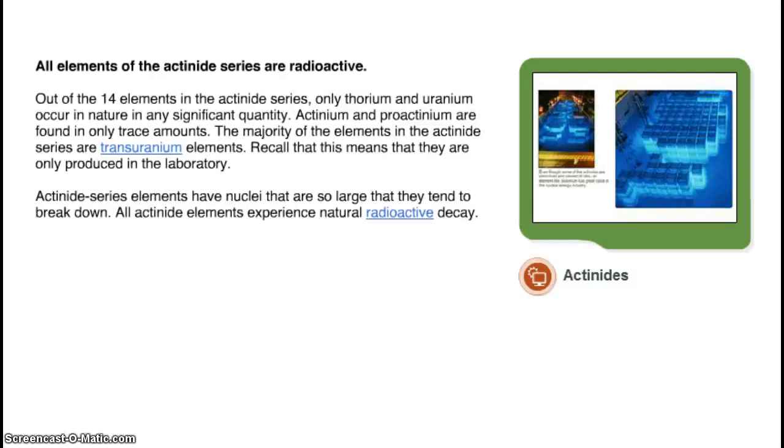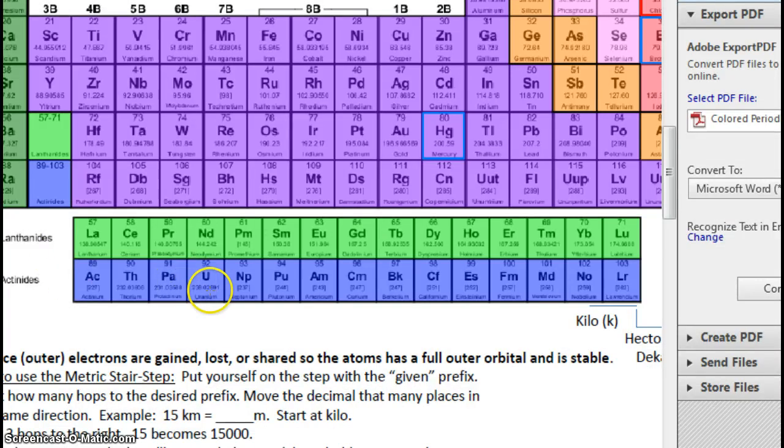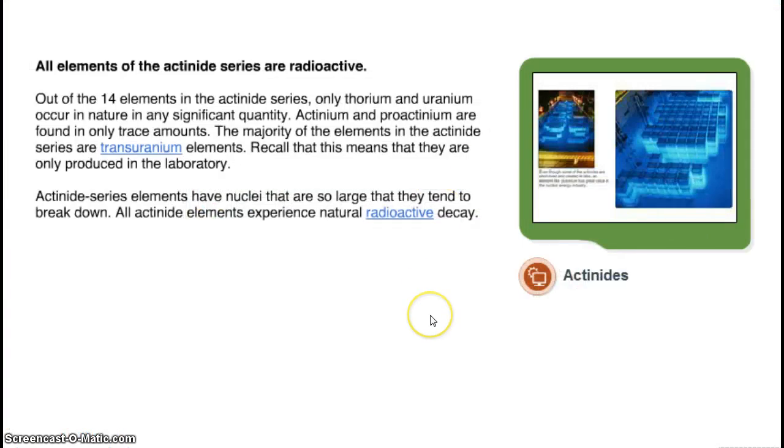All elements of the actinide series are radioactive. Okay, so we're bouncing back to the actinide series. Out of the 14 elements in the actinide series, only thorium and uranium occur in nature in any significant quantity. Actinium and protactinium are found only in trace amounts, so that means little tiny amounts.